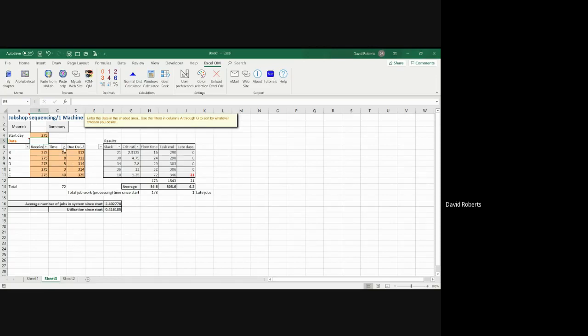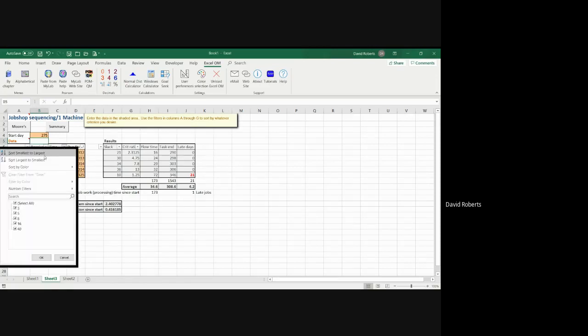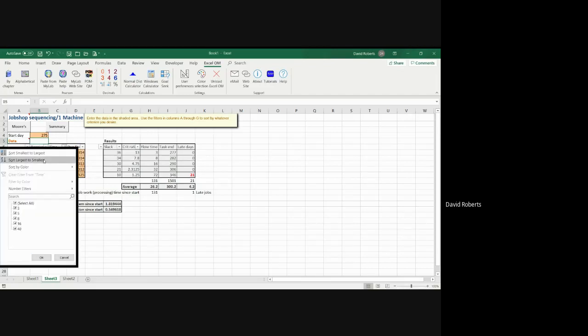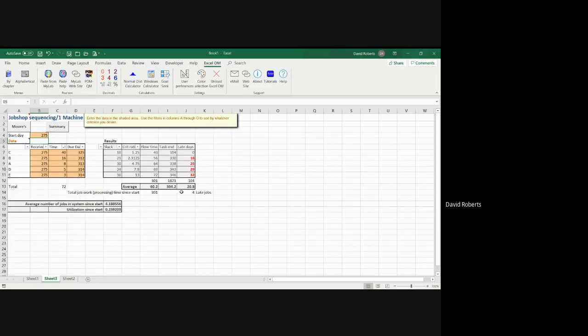Shortest processing time, you select the time column and you sort it from smallest to largest. And once again, you see that the numbers change. And you can see that you have the same amount of lateness, the flow time's less, the jobs are less, which is good, and utilization is almost 55% now. If you do the opposite for longest processing time, so take the largest job, so you go to the time column and sort it by largest, you can see, oh, we have a really bad situation.